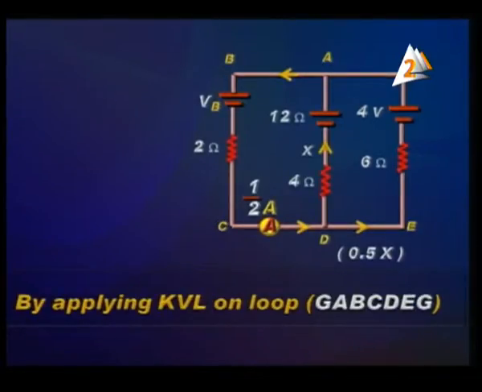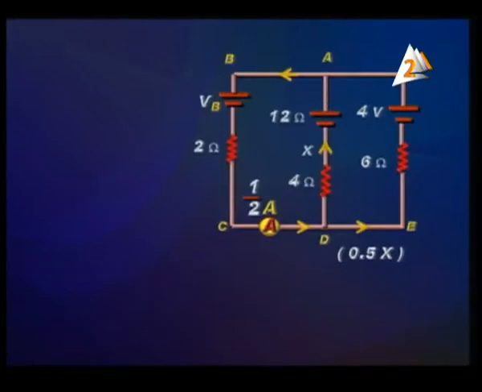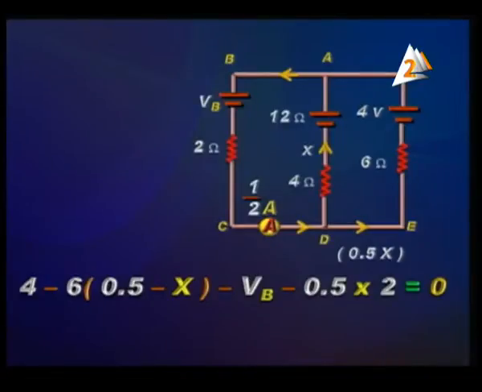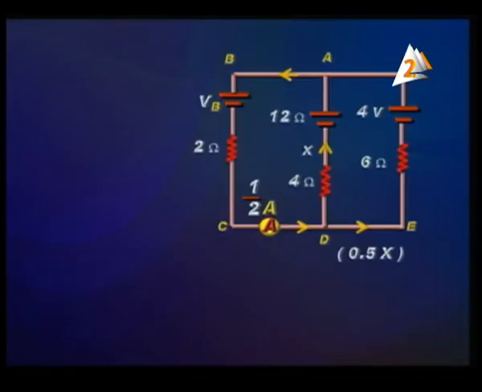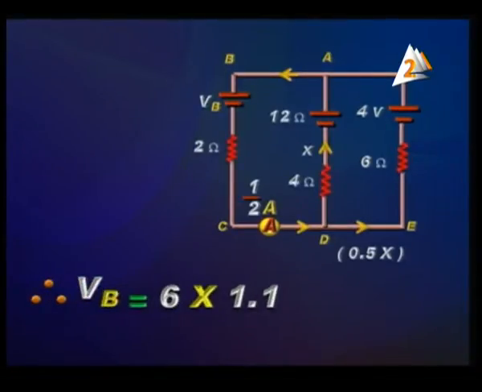By applying Kirchhoff's voltage law on loop G, A, B, C, D, E, G, we can say 4 minus 6 between two brackets 0.5 minus x, minus VB minus 0.5 times 2 equals 0. So VB equals 6x. Substituting for VB, x equals 1.1 ampere. So it's all easy for you to determine the value of the battery. It is equal to 6x, so 6 times 1.1, it is 6.6 volt.